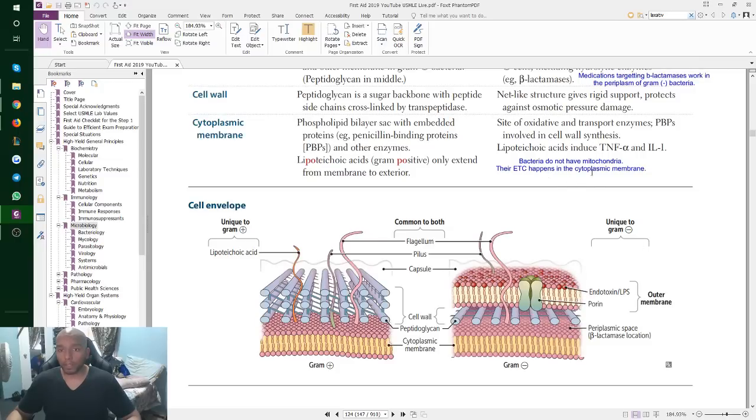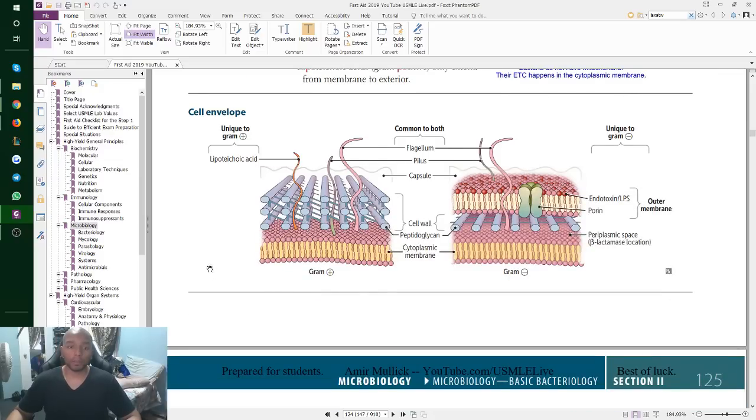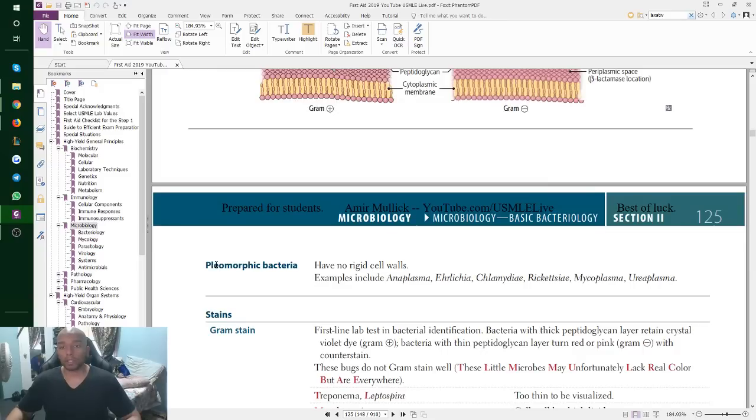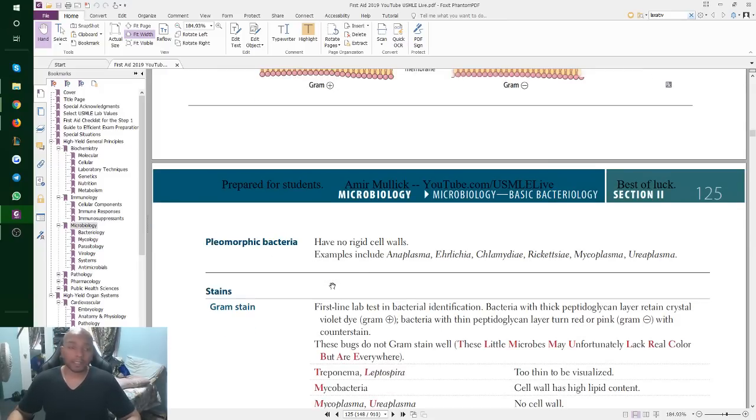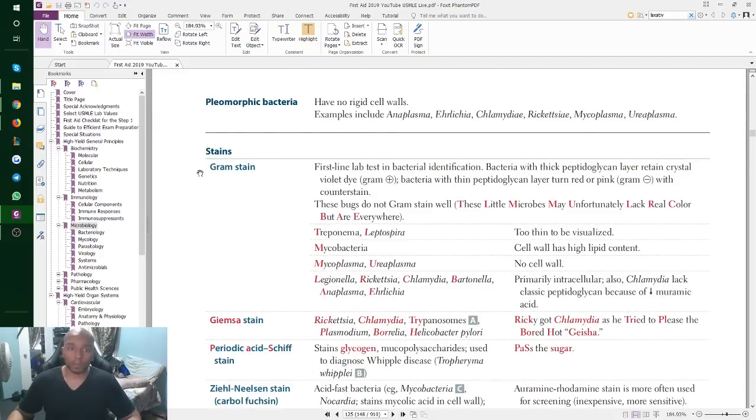Bacteria do not have mitochondria. Their electron transfer chain happens in the cytoplasmic membrane, which is the reason why we think that mitochondria are actually two bacteria living together. Like some bacteria ingested another bacteria, and that second bacteria that was ingested was the mitochondria. And they started living together and worked out. Pleomorphic bacteria are a third different type. These guys don't have rigid cell walls. So examples include Anaplasma, Ehrlichia, Chlamydia, Rickettsia, Mycoplasma, and Ureaplasma.